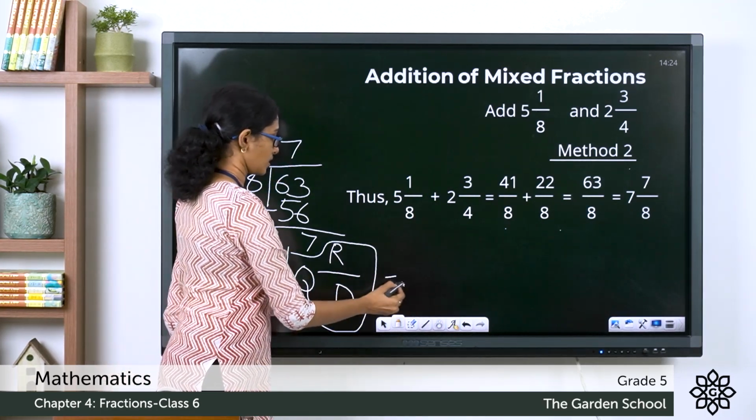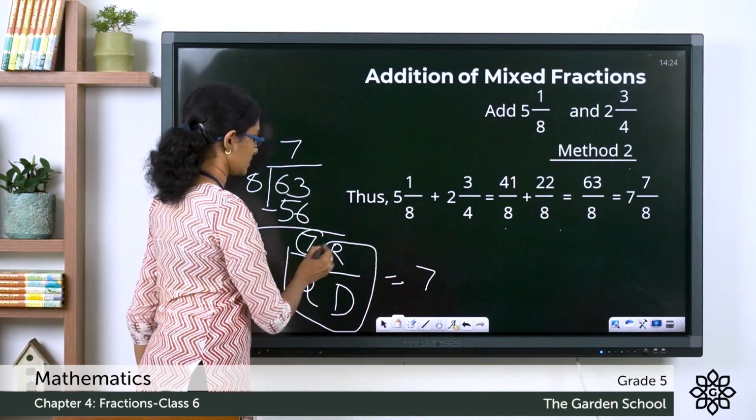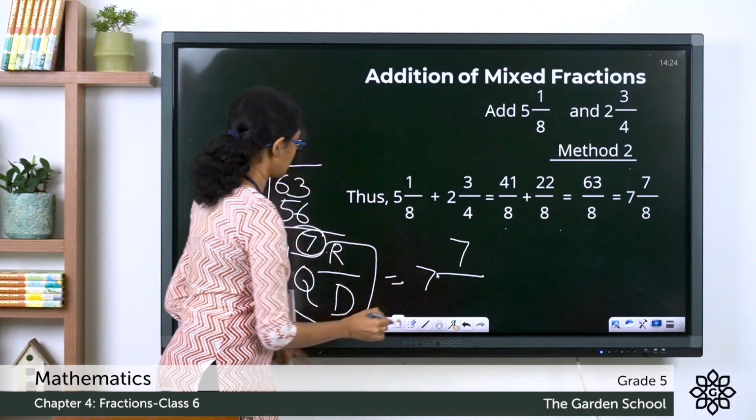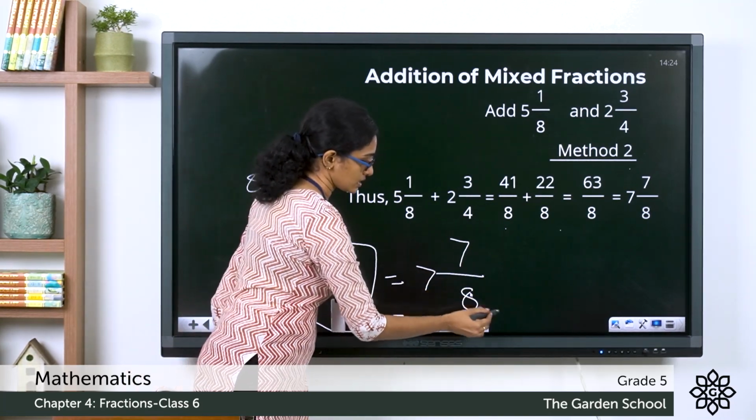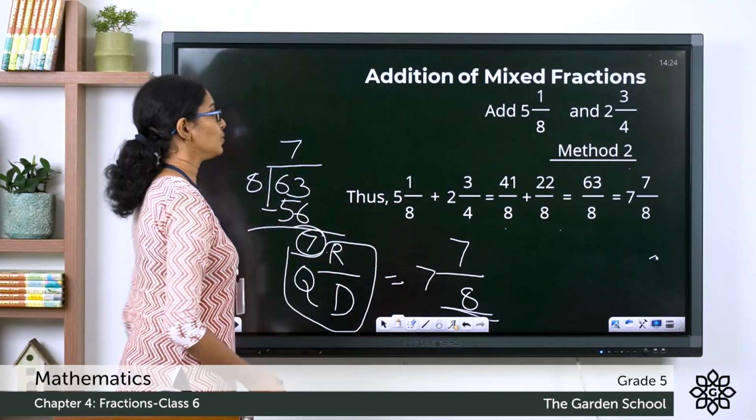And what is the quotient? It is 7. What is the remainder? The 7 here. And the divisor 8. So, it is 7 7 by 8, which is written over there. So, I hope this is clear to you.